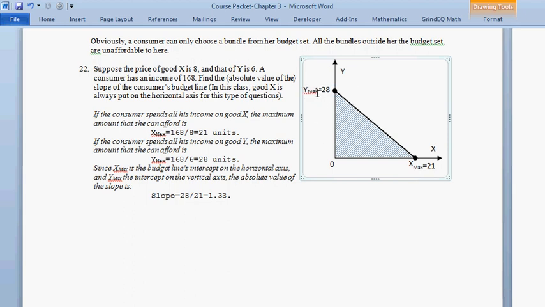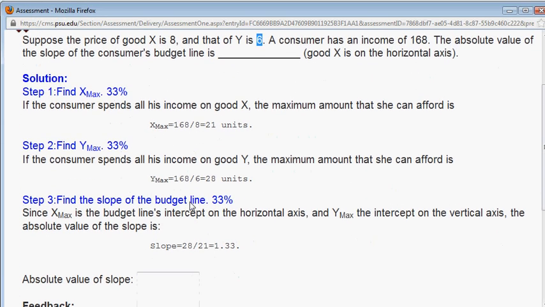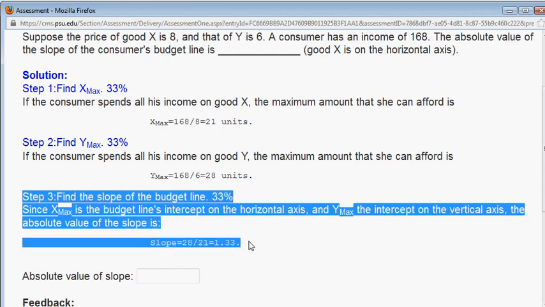Okay, now we're going to calculate the slope of this demand. No, I'm sorry, the budget line. How do we do that? Rise over run. So it's equal to 28 over 21. That gives us an answer of 1.33. Now remember, in this class, we only talk about the absolute value of the slope of the budget line. So it's 1.33. So let's scroll down here. That's how we calculate the slope.